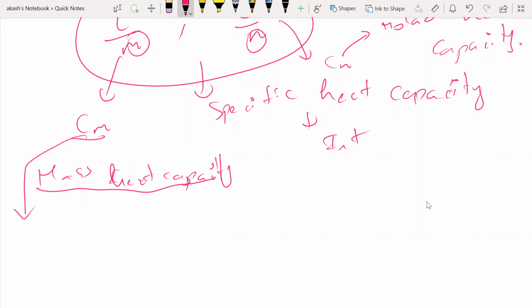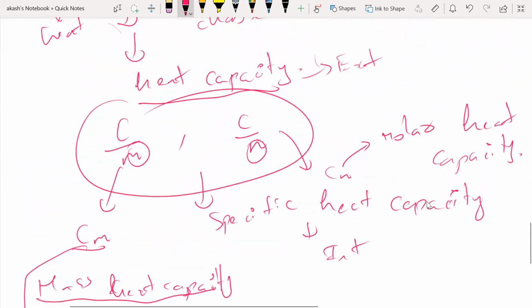I'll repeat the entire statement one more time. It is the heat required to raise the temperature of 1 gram of a substance by 1 degree Celsius or by 1 Kelvin. If you just read the statement one more time, you will actually understand how we are defining this heat capacity.